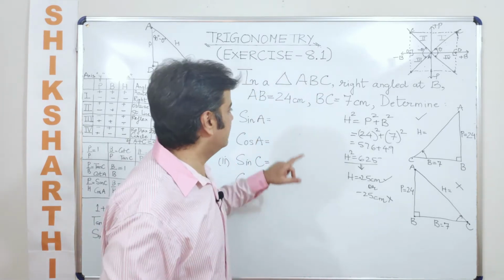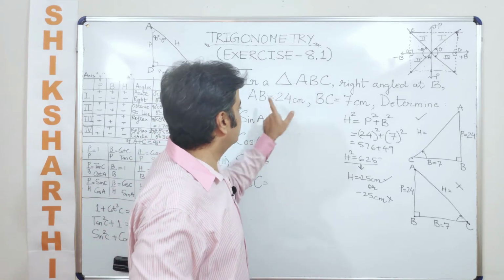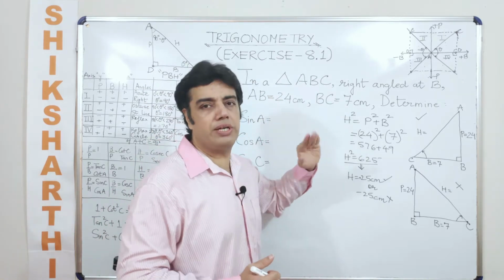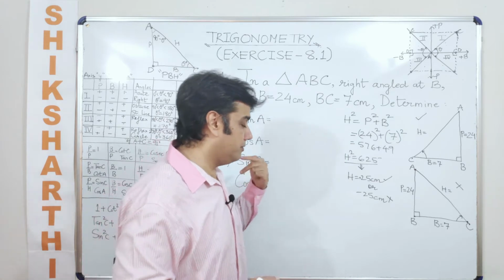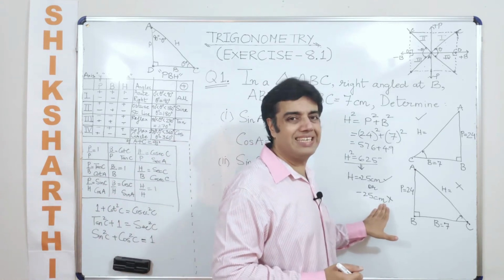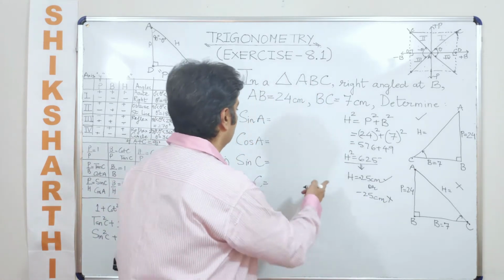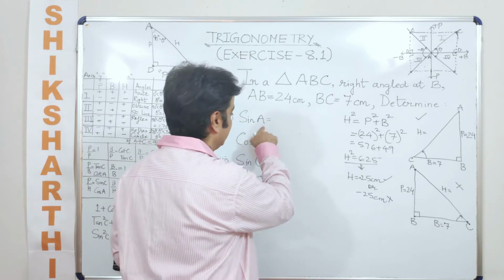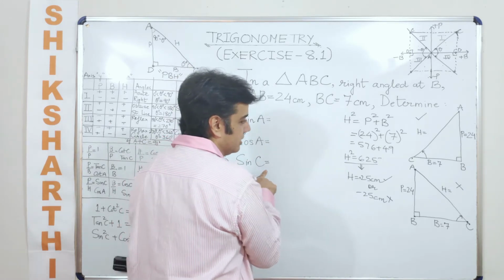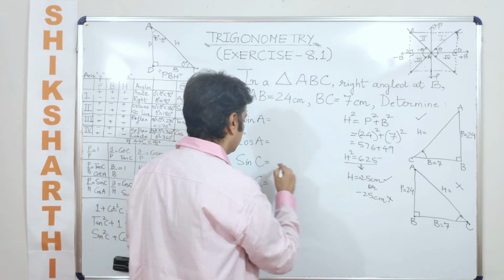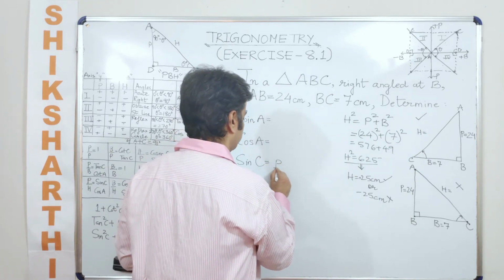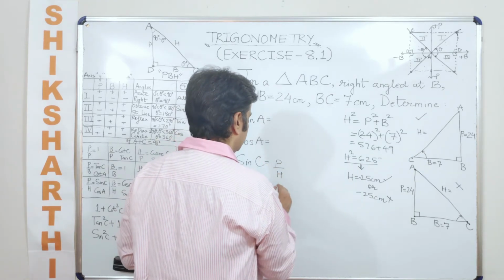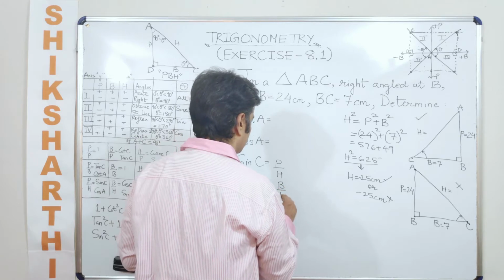But I repeat, had this piece of information been given in terms of a ratio like 24/7 or whatever, in that case we would have been required to take the second case as well. Okay, so now we know that sine A. Let's first calculate sine C. So we know that sine C is perpendicular upon hypotenuse. Cos C is base upon hypotenuse.